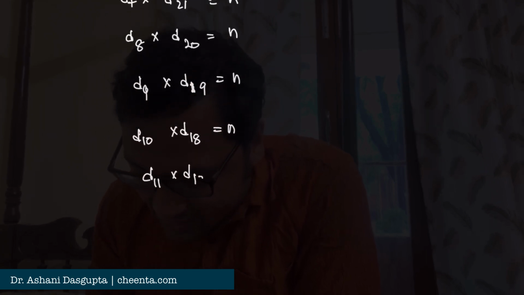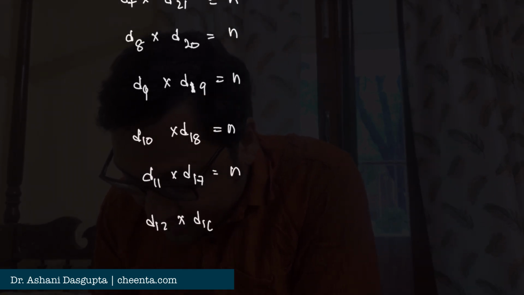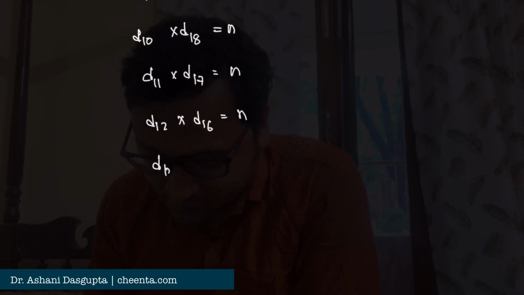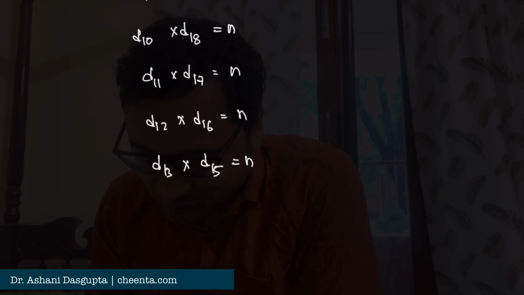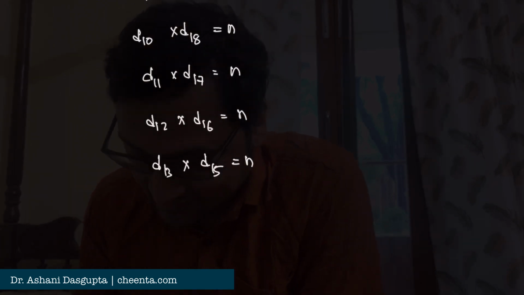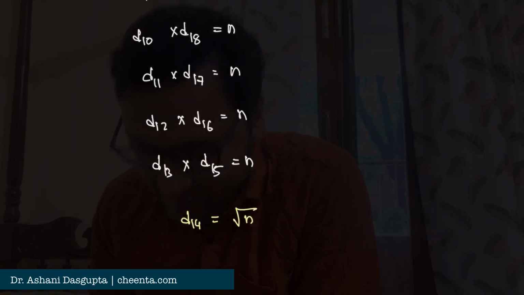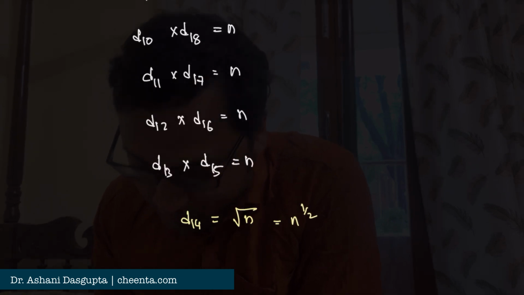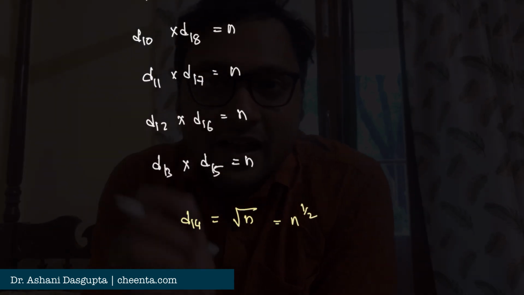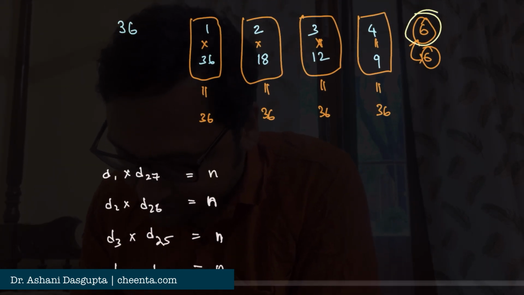So you see, they are coming closer. And can you guess what will be the middle value? Yes, you're right. It's d14. So d14 is actually the square root of n, or n to the power half. So it's the middle value, and that's just like 6 in this example, right?